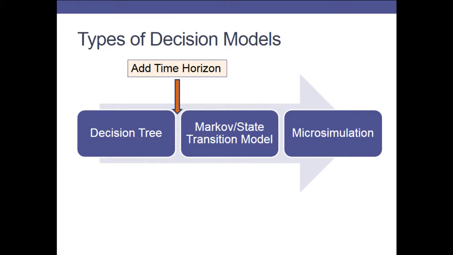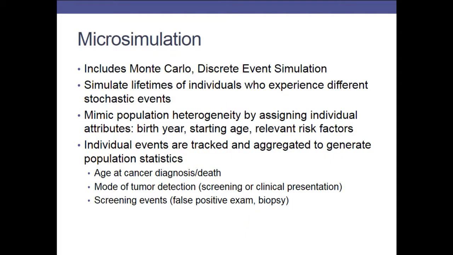So to generate population-level statistics, what we need to do is run a model that allows us to simulate individual people and have memory of each of their events. And that's the last group of models, which is microsimulation. Microsimulation models include multiple types that you might have heard of, such as Markov Monte Carlo and discrete event simulation. But all of these models simulate lifetimes of individuals who experience different stochastic events.